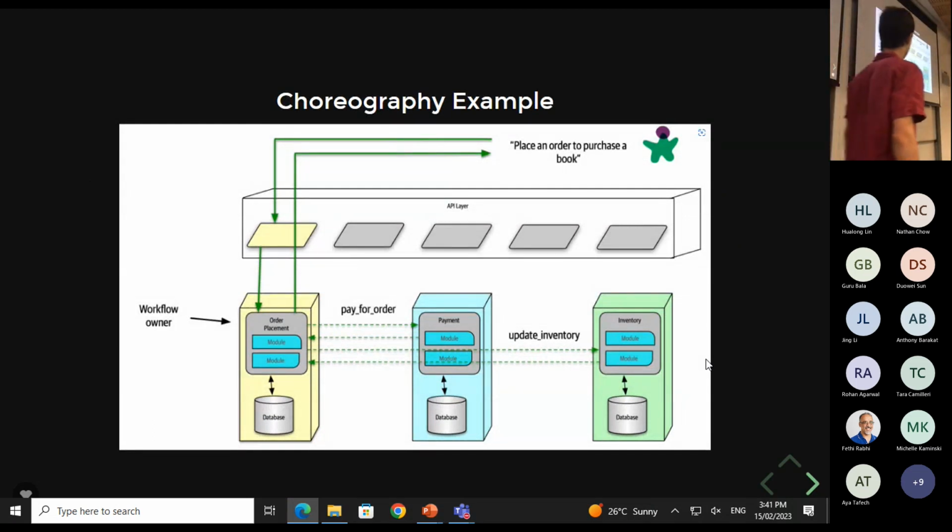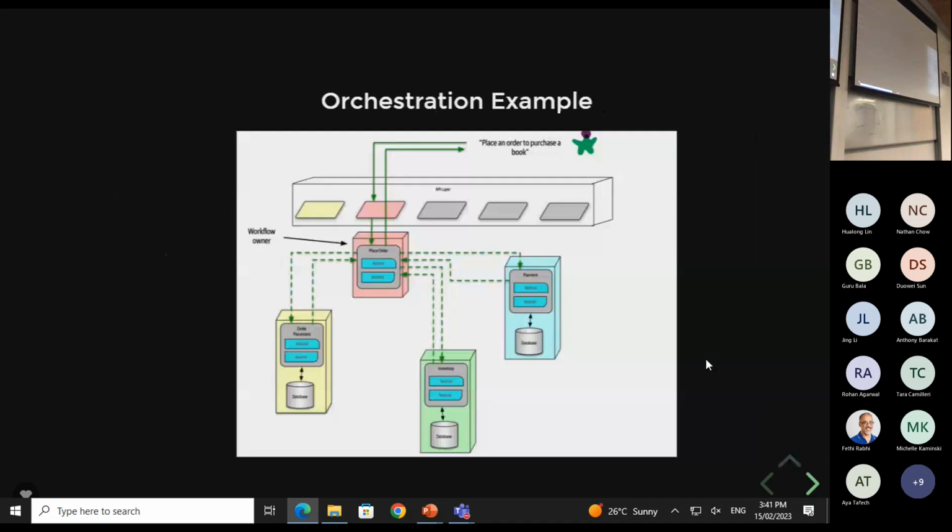So choreography, for example: we place an order to purchase a book. The client goes through the API layer. That talks to an order microservice, an order placement service. That does its thing, then talks to the payment service. It sends it back to the order. Then the order goes to the inventory service. Inventory sends back to the order, and then it sends back to the user. So there's no one service managing everything, but the services know what to look for, what to expect, and follow the standards.